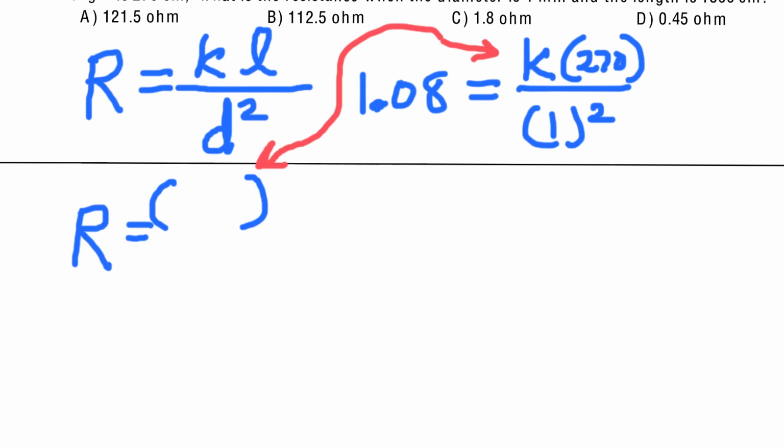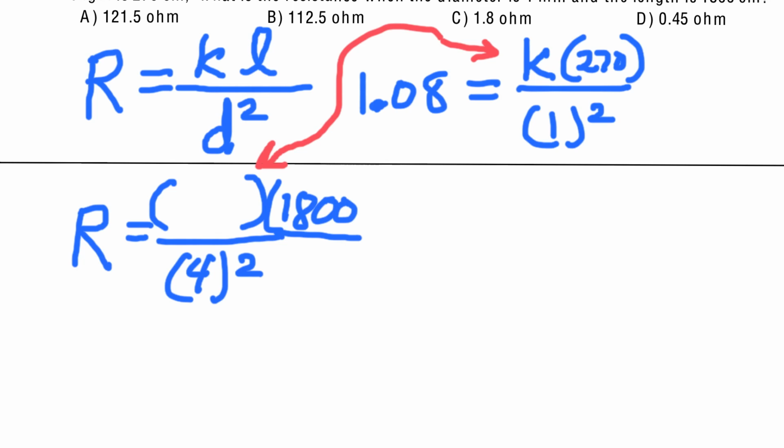So it says, what is the resistance when the diameter is 4 millimeters? So it would be 4 squared, and the length is 1800 centimeters. So that'll be times the K, 1800, once we find the K, right?